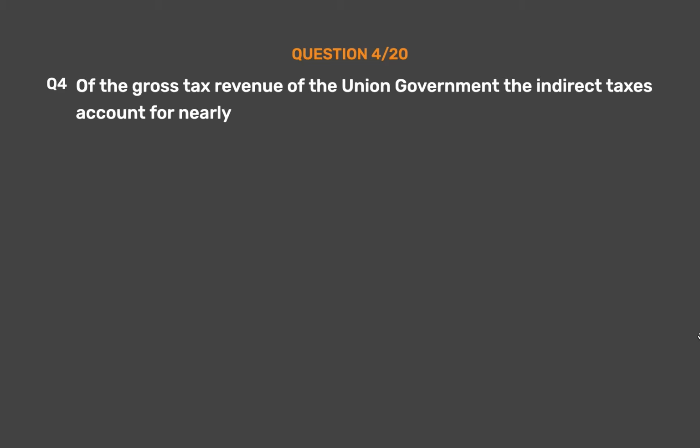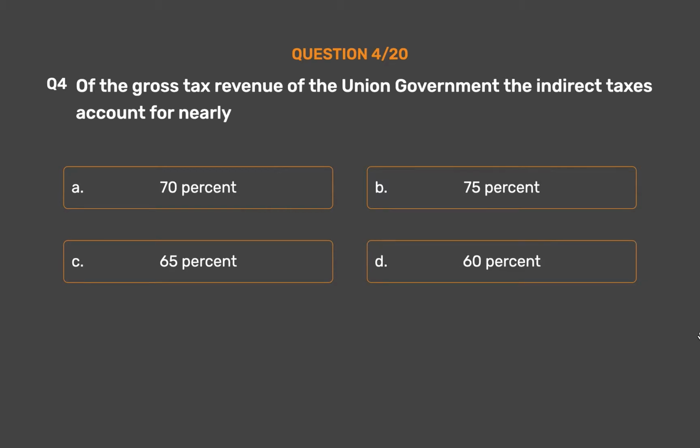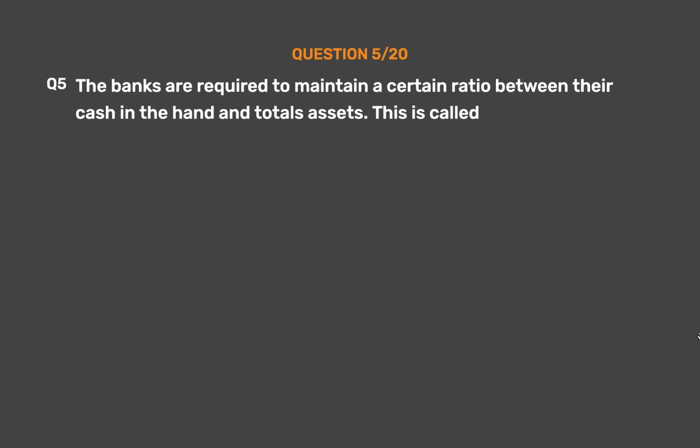Question number 4. Of the gross tax revenue of the Union government, the indirect taxes account for nearly Option A. 70%. Option B. 75%. Option C. 65%. Option D. 60%. The correct answer is Option C. 65%.